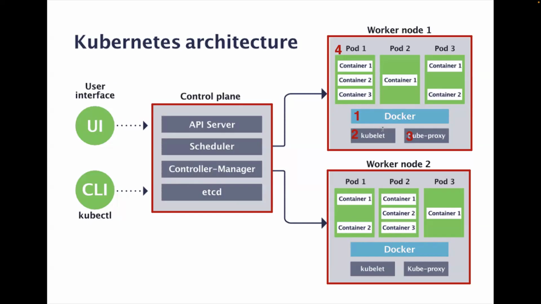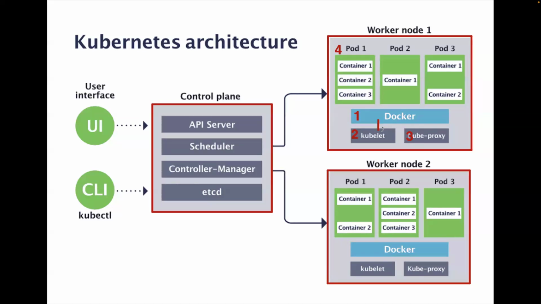The second component is kubelet. Kubelet is called the Kubernetes agent running on every worker node. It is the one which interacts with the master node to have the communication. So that's a Kubernetes agent running on every node. The Kubernetes master node communicates with each worker node through this kubelet, right?